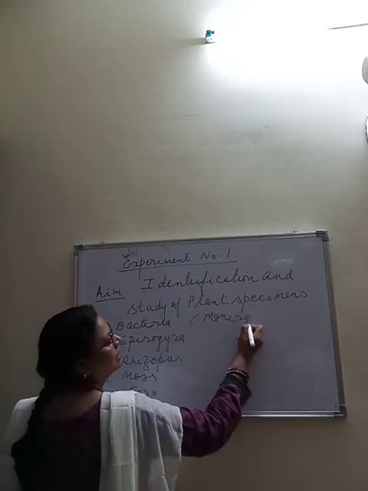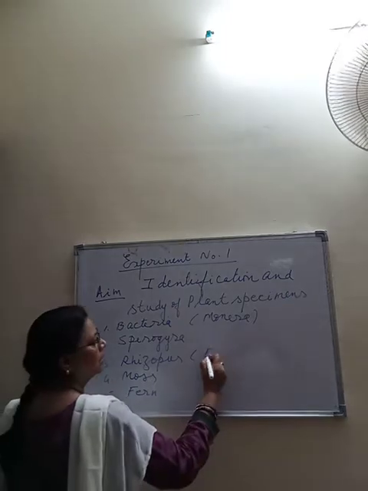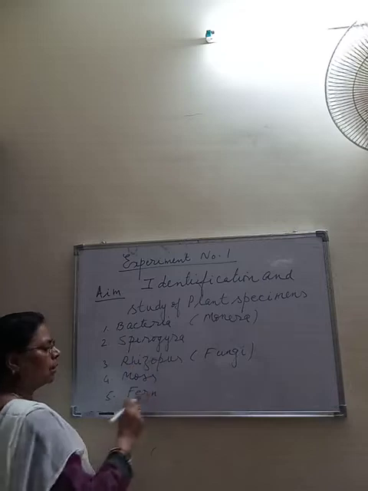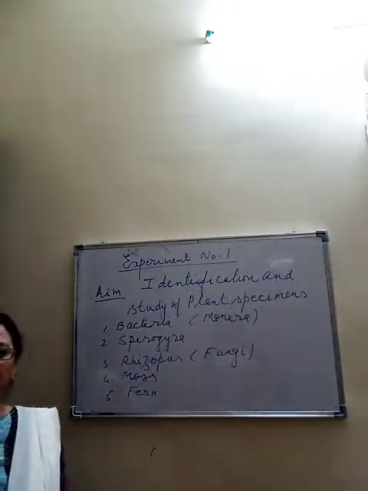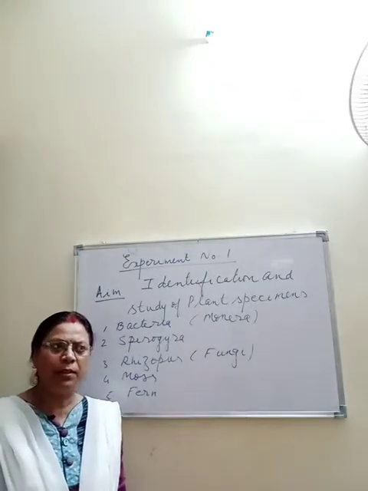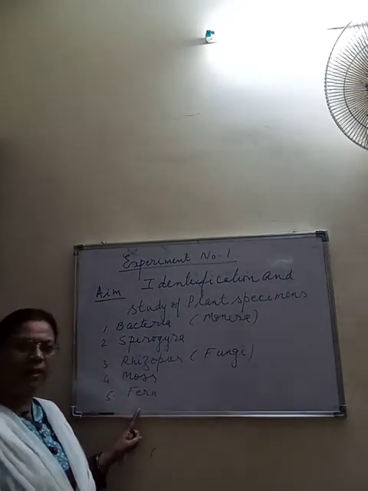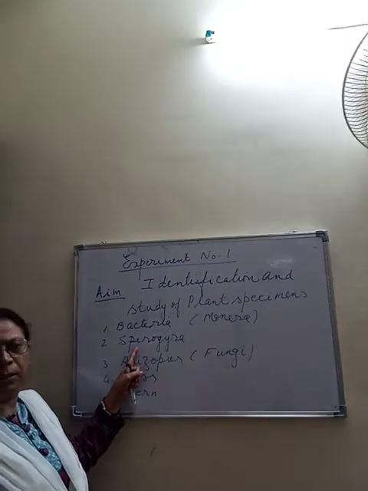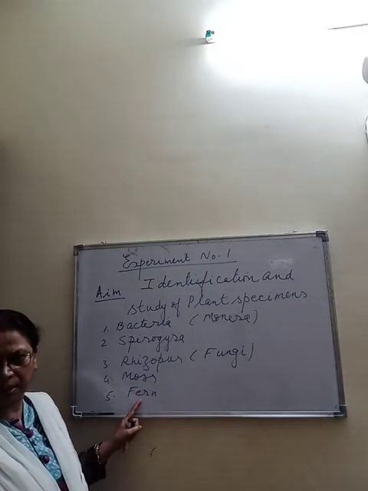We know that there is a 5 kingdom system. Monera, then Rhizopus belongs to kingdom Fungi. Okay, and the others belong to kingdom Plantae. You know that the Plantae kingdom is divided into Cryptogams and Phanerogams, and Cryptogams are further divided into 3 groups: Thallophyta, Bryophyta, Pteridophyta. So I have selected 3 plants representing each of these classes. Spirogyra belongs to the group Thallophyta, moss is a bryophyte, and fern is a pteridophyte.